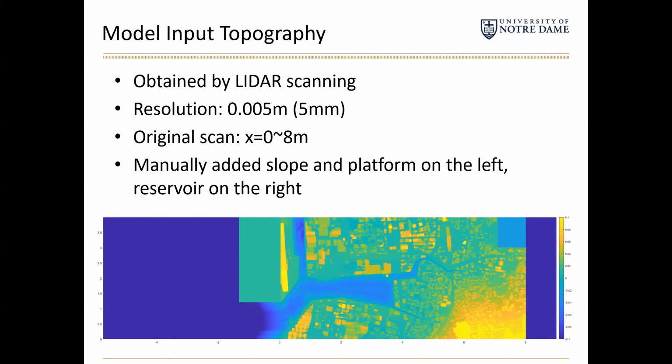The remaining sections of structures and bathymetry on the left side were manually added, as they are simple enough and do not really require the LIDAR scanning. A deep reservoir was also added on the right to represent the actual situation where all water flows into the reservoir on the right end of the wave flume during the experiment.